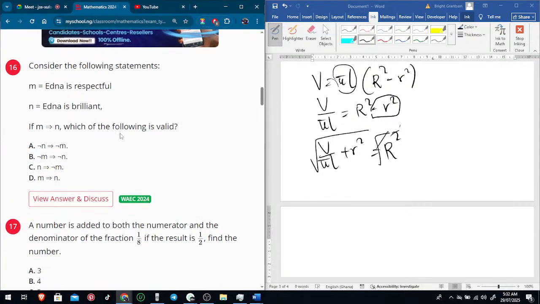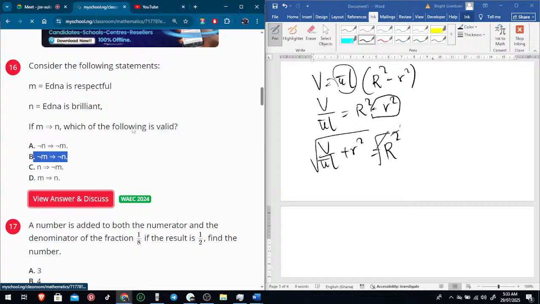Okay. Consider the statement: Edna is respectful and Edna is brilliant. Which of the following is valid? If Edna is respectful, if P implies Q, which of the following is valid? The negative should be valid, because if she is not respectful, she will not be brilliant, according to the implication laws. But let's go and check the answer because I don't know everything in the world.